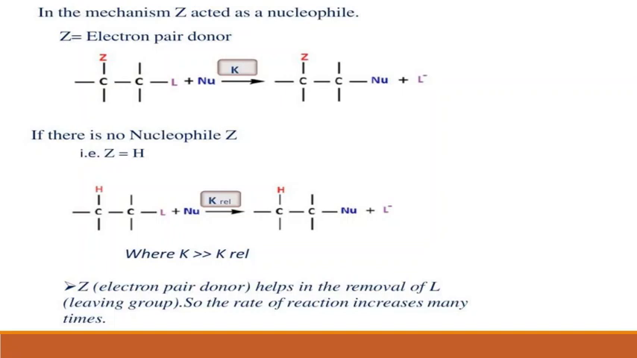So we can also see the statement here: Z, when having an electron pair, that is a donor, helps in the removal process of the leaving group, and we have seen in the SN1 type of process, the leaving group detaching process is the rate determining step. As the rate determining step is facilitated by the neighboring group, the reaction rate increases drastically.